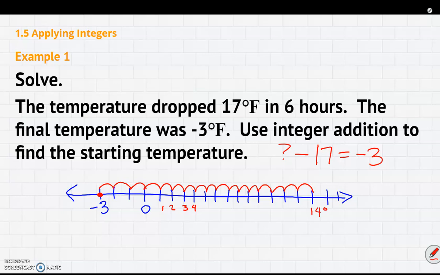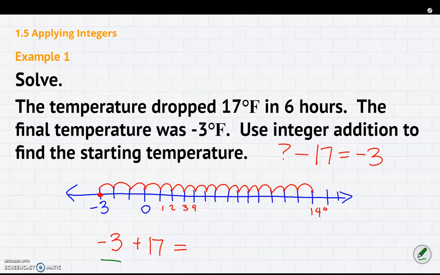So we can solve this by using a number line, or you could have written an addition problem. So you could have said, well, -3, and then if we add 17, because we went to the right 17 spaces, you could have figured out what -3 plus 17 was using your addition rules.